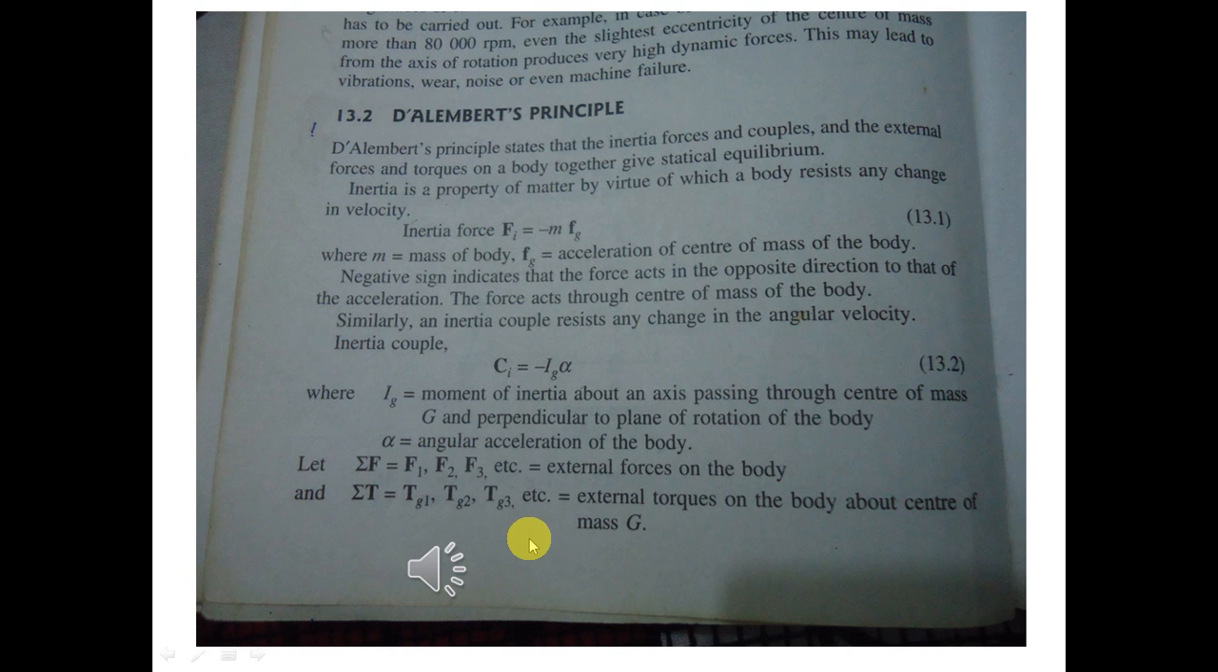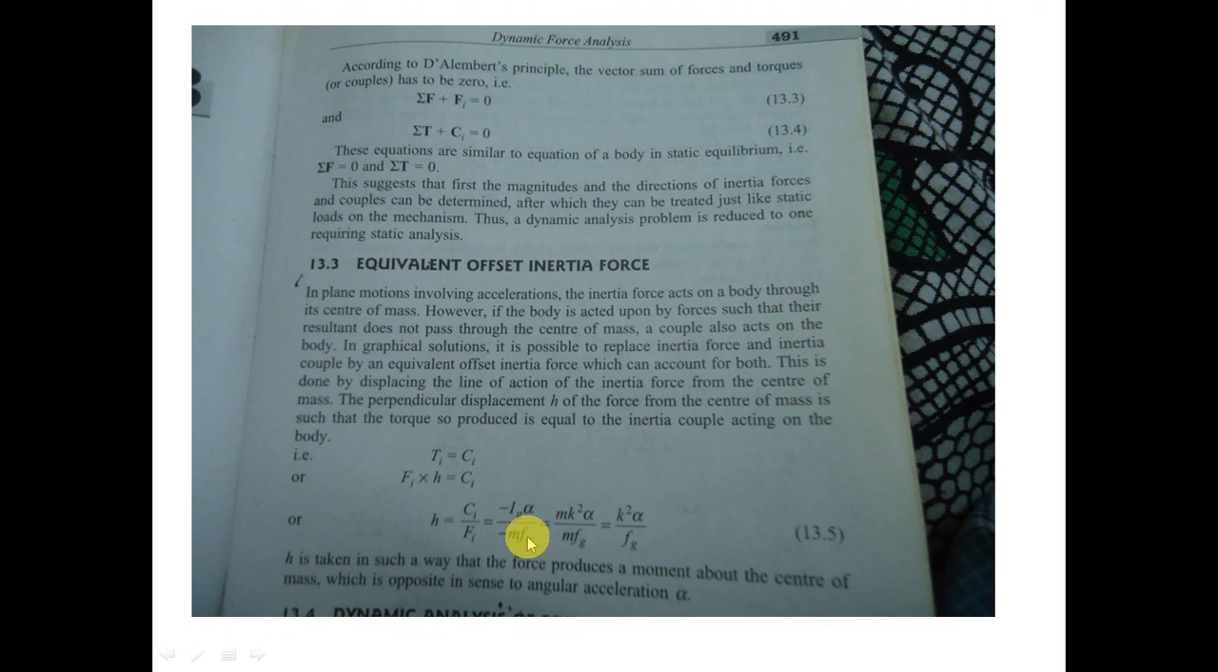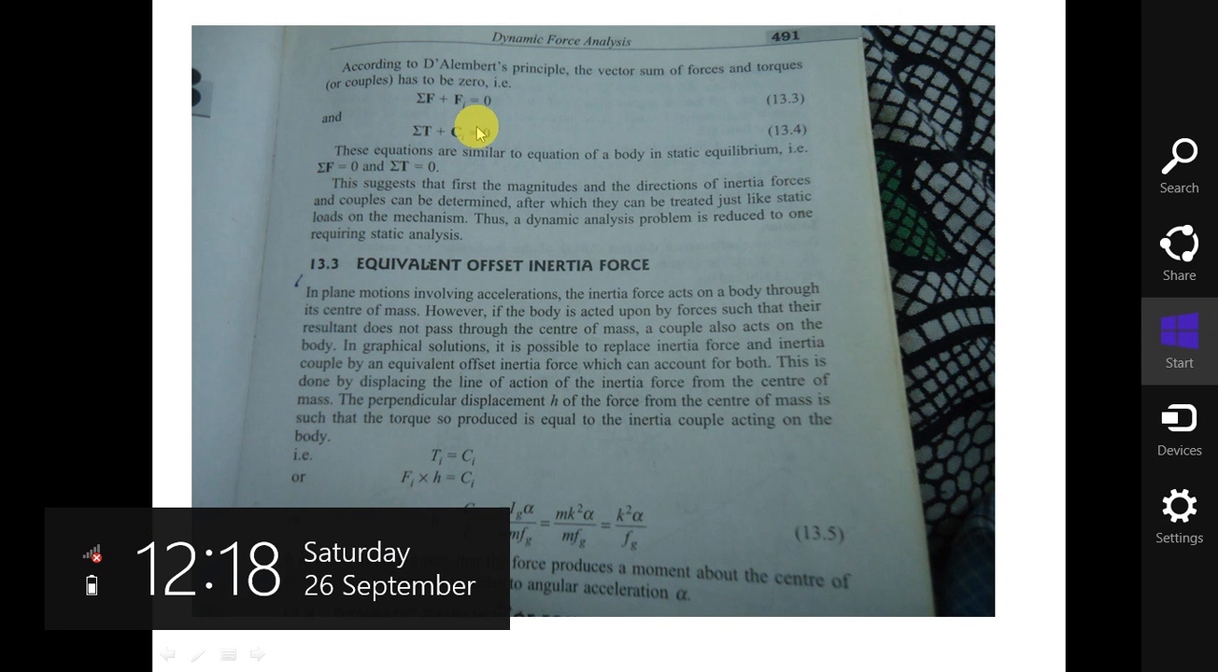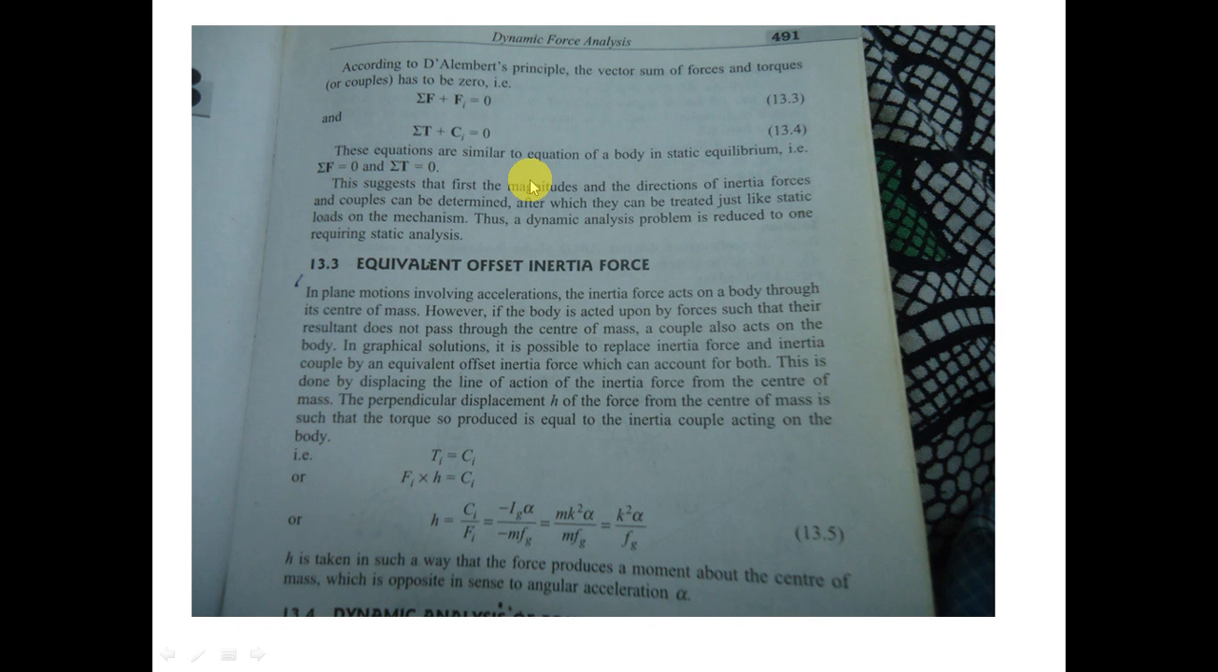You can also explain D'Alembert's principle by equations, that is, sigma F plus Fi is equal to 0, and sigma T plus Ci is equal to 0. That is, the summation of the total torque and the inertia couple must be equal to 0, and the vector sum of forces and the inertia forces must be equal to 0. In other words, the vector sum of the forces and the torques, the torque and the couple, must be equal to 0. So you call this D'Alembert's principle.